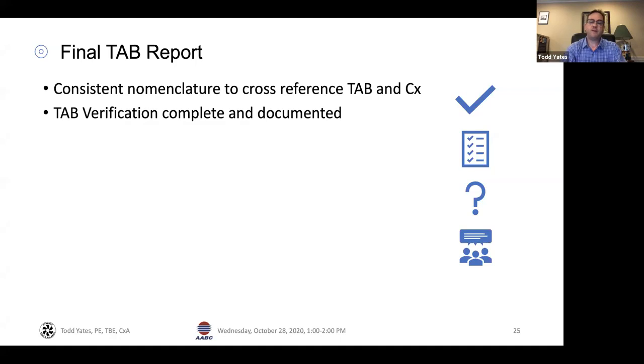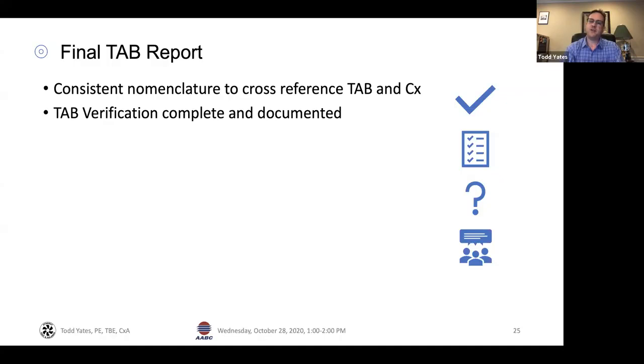We want to make sure that the TAB verification is complete and documented. One of the things often missed in test and balance reports is final settings: static pressure, differential pressure settings, outside air control settings, calibration of airflow devices. Sometimes these things are inadvertently left out. By working through the test and balance verification process with the commissioning provider, we have a much better chance of getting those in the report. And again, the more complete that report is, the more likely the engineer is to accept it.